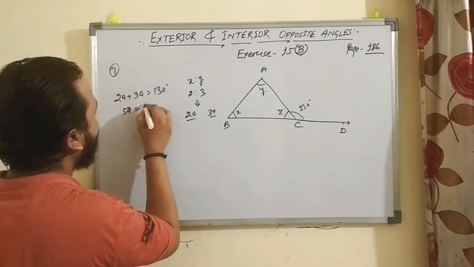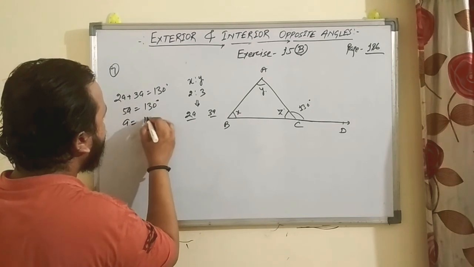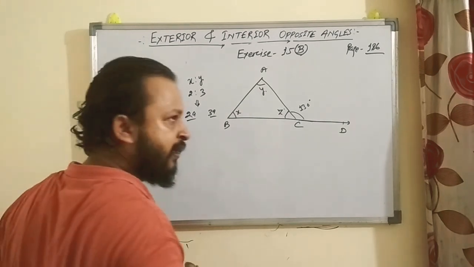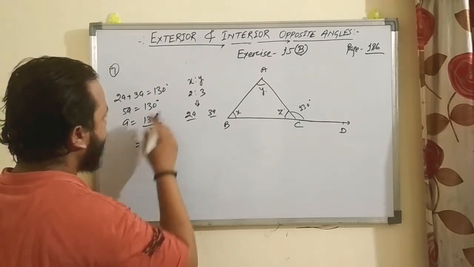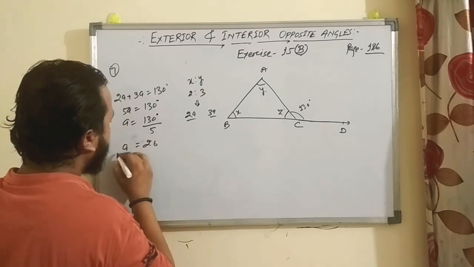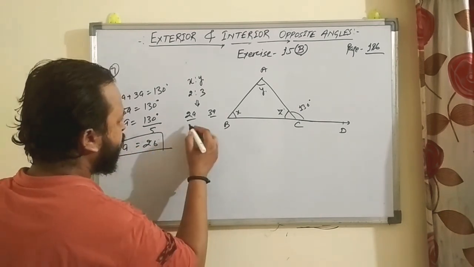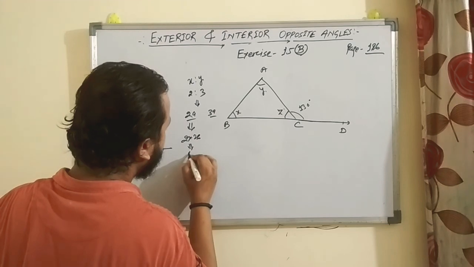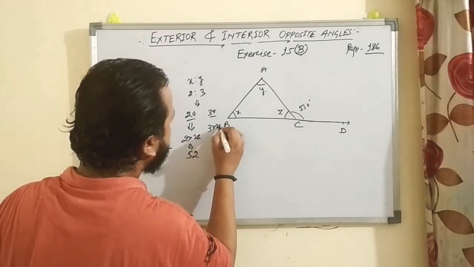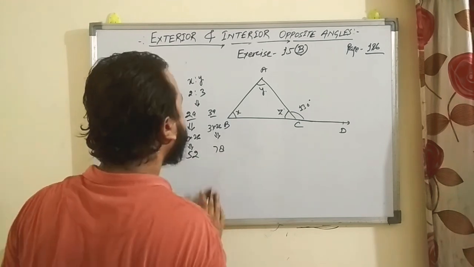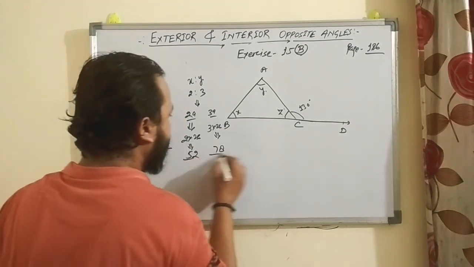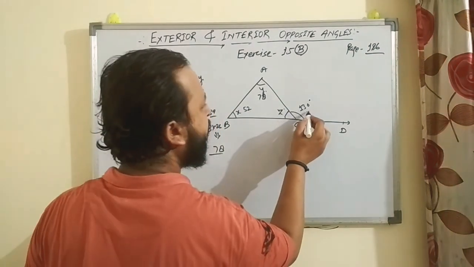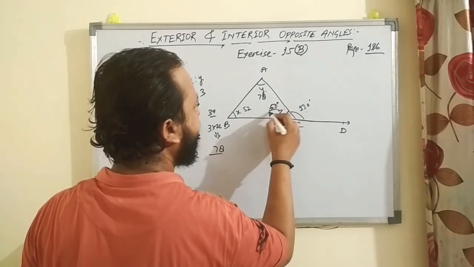So 5a is equal to 130 degrees. So a is equal to 130 upon 5. So 5 twos are 10, 5 twenties are 100, and 5 sixes are 30, so it means 26. So a is equal to 26. So just put these values. 2 into 26, that is 52, and 3 into 26 equals 78. So these two angles are 52 and 78, and this angle must be 180 minus 130, it means 50 degrees, right?